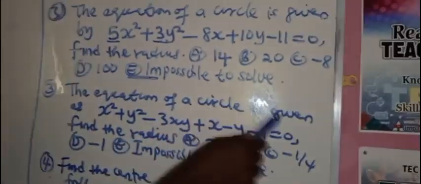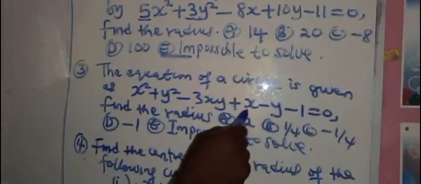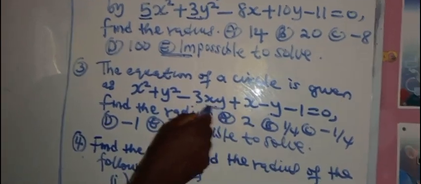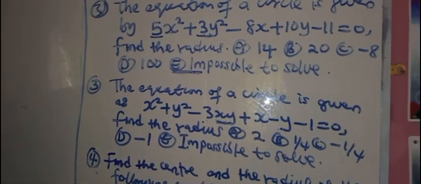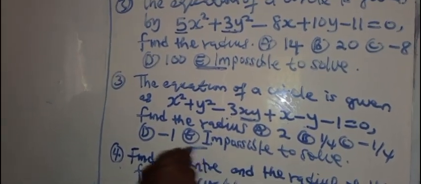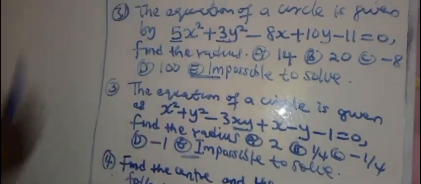Let's look at question number 2. The equation of a circle is given as x squared plus y squared minus 3xy plus x minus y equal to 0. This exists. But look at this: 3xy does not exist in the equation of a circle. So finding the radius will be impossible. So this is the answer. We have knocked off those two. Now let's come back to this one.